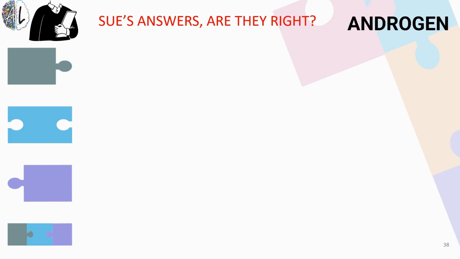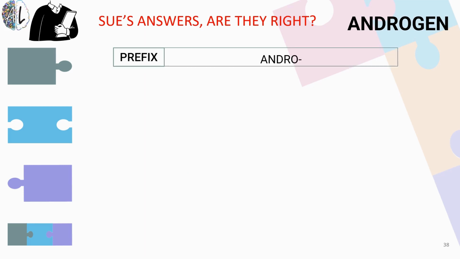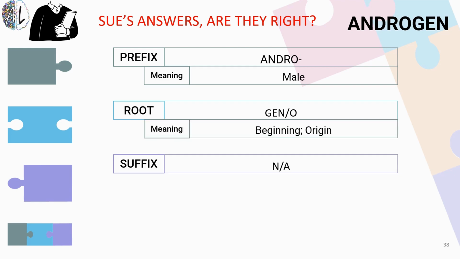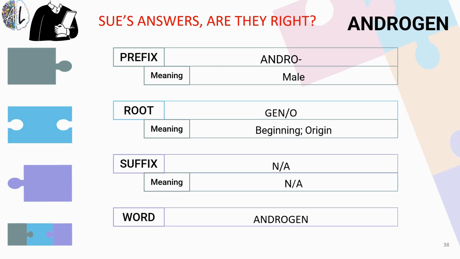All right, I have a student. Her name is Sue, and she has turned in a breakdown to the word androgen. Here it is below. She has that the prefix is andro, that the meaning of that is male, the root term is geno, and that it means beginning or origin, and that there is no suffix. She has her definition as being the beginning of male.